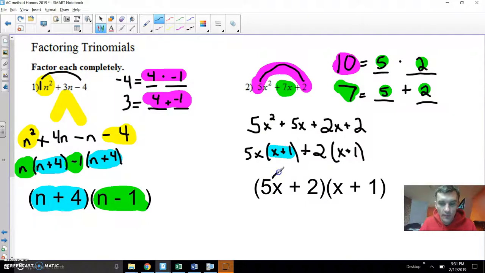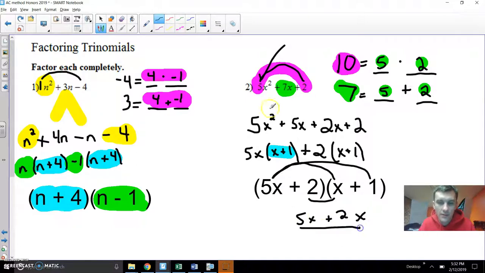So let's say you multiplied 5x times x. Well, there's your 5x squared. 5x times 1, there's your 5x. 2 times x is your 2x. And if you put those together in the very end, you'll get the 7x in the middle. And then that final step, 2 times 1, positive 2. And so it is exactly what you started with.